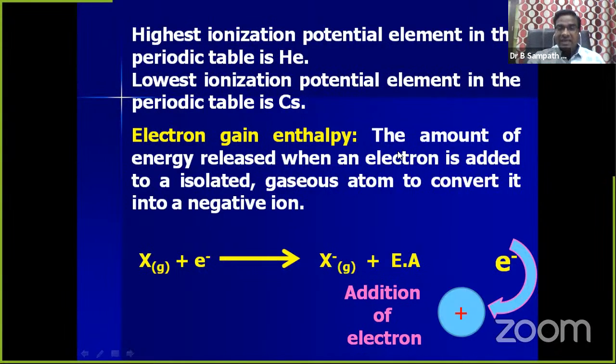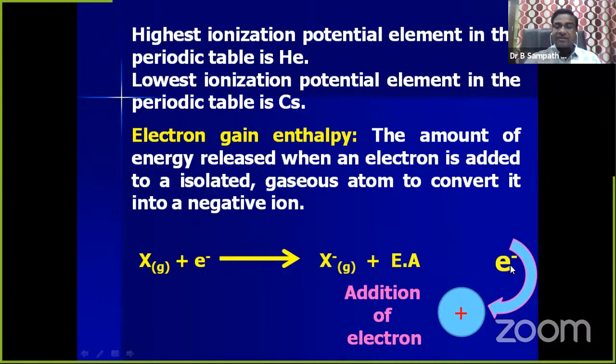Here the positive ion is formed after removing an electron, but here after adding the electron, a negative ion is formed. Once again, I am repeating, children: the amount of energy released, not required, when an electron is added, not removed, to an isolated gaseous atom to convert it into a negative ion, not a positive ion. This is completely reverse to the ionization enthalpy.